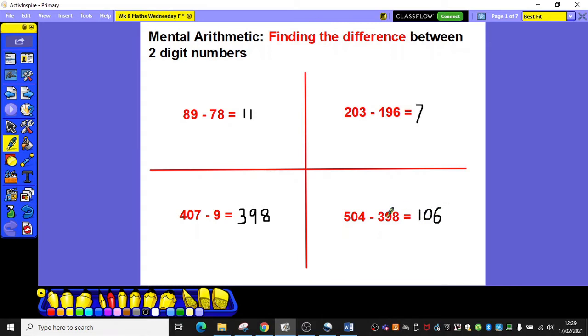If I add my 100 on to 398, I've got 498. Add 6 more, I've made it to 504. So I hope that you were successful with those and you've marked them. Once you have marked them, then please continue with the video.